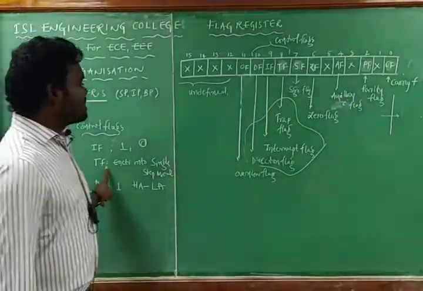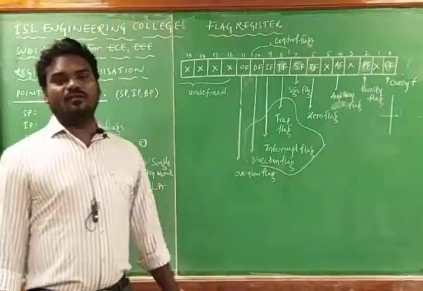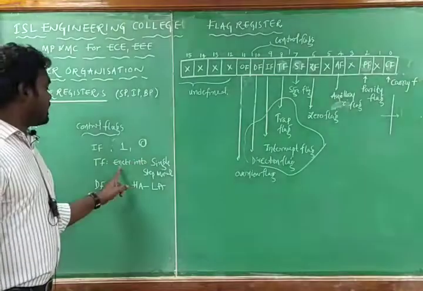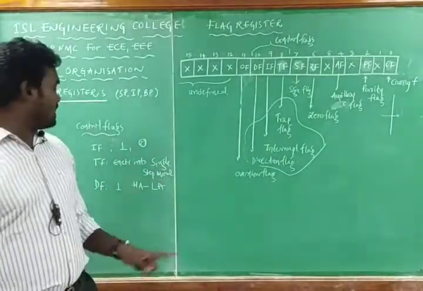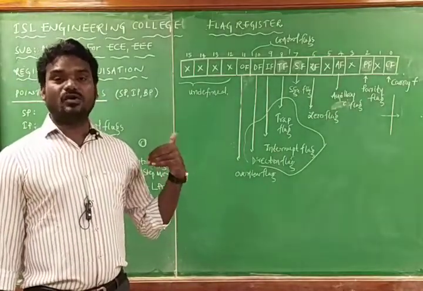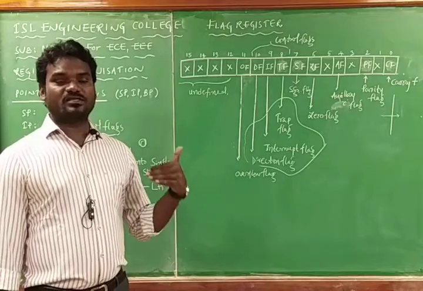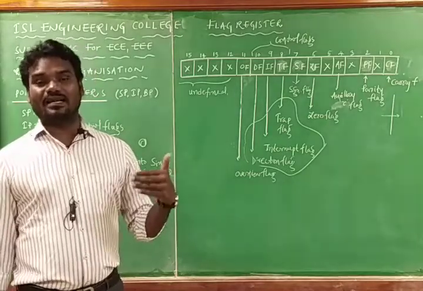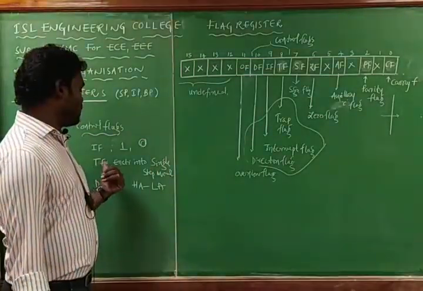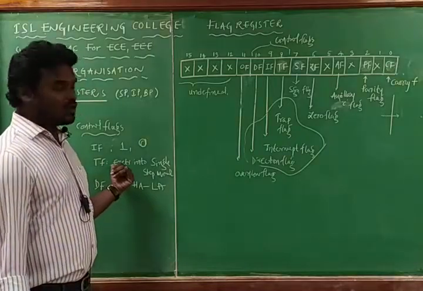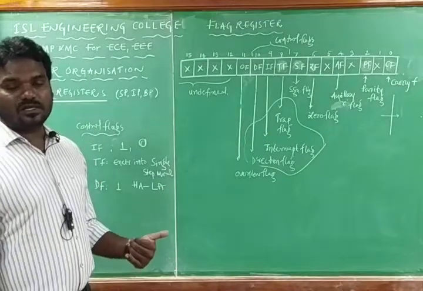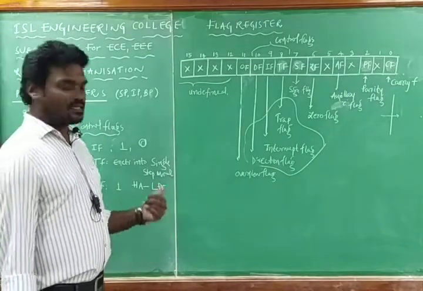Then TF is nothing but the trap flag. Whenever the trap flag is set to 1, it enters into a single step mode, where the processor is going to search for the errors in the given instruction.